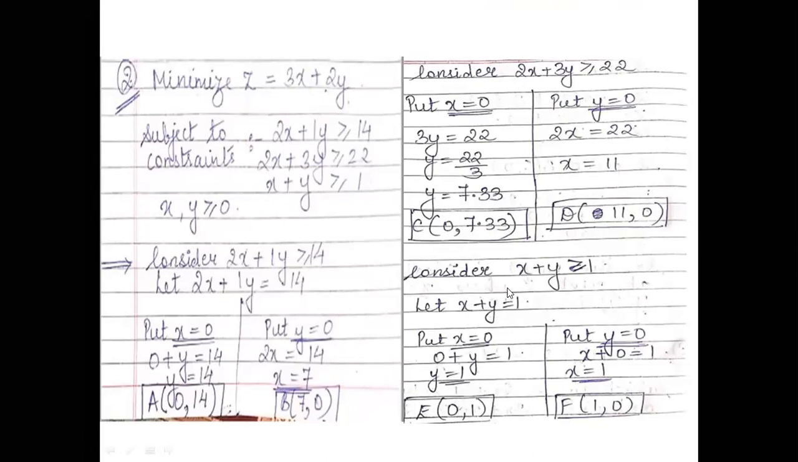Again, we consider the third inequation. We change it into an equation, put x equal to 0, put y equal to 0, and we get the coordinates E and F. After that, we will check which is the minimum value. It starts from 1. Maximum, it goes up to 40.